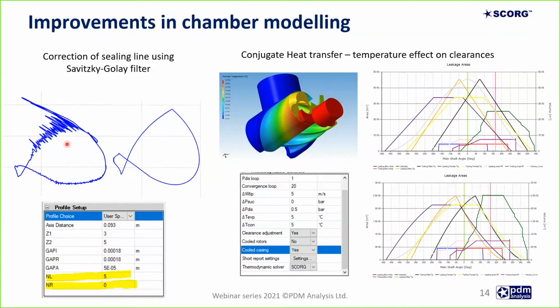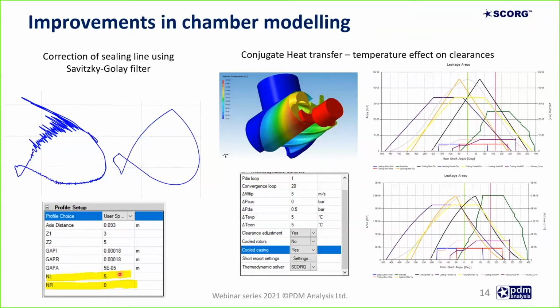This Savitzky-Golay filter has been used for some time in SCORG to correct that and produce a sealing line like the one on the right-hand side. But in the previous versions, the parameters that set it up, NL and NR, the number of points used in the filter on the left and on the right side of the rotor profile, were global parameters. In this version, we define them as local parameters. So for each rotor profile, you will be able to set this value as it suits best.